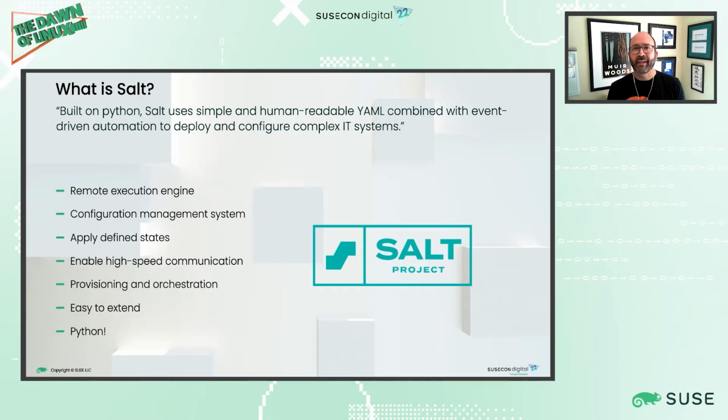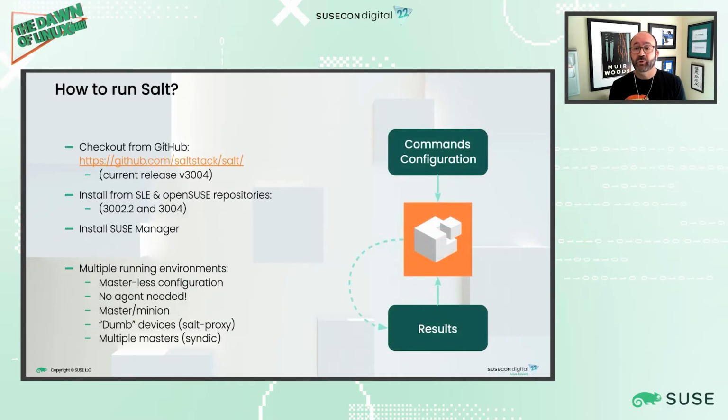It allows you to apply defined states so that you can always make sure that the systems you are working with end up in the right state. It enables high-speed communication between the master and the minions, and we'll talk more about those two types of nodes in a minute. It does provisioning and orchestration. It's easy to extend, and best of all, it's written in Python. The Salt project is an open source project independent of SUSE, but we have adopted it in several of our products.